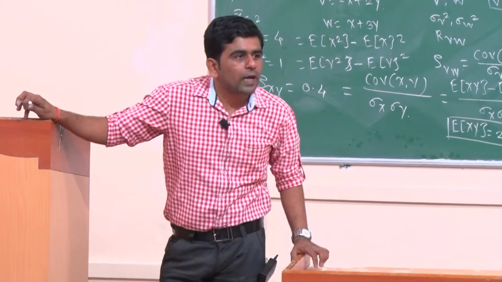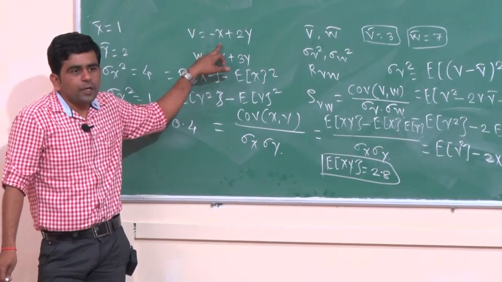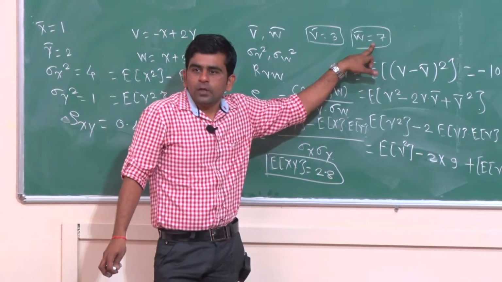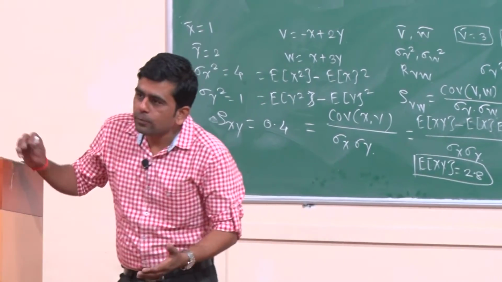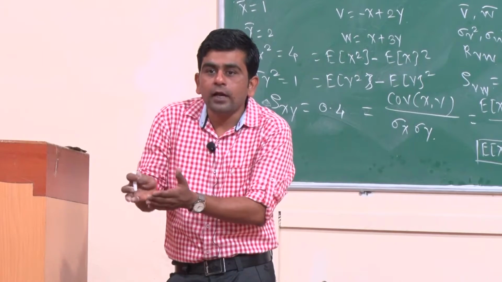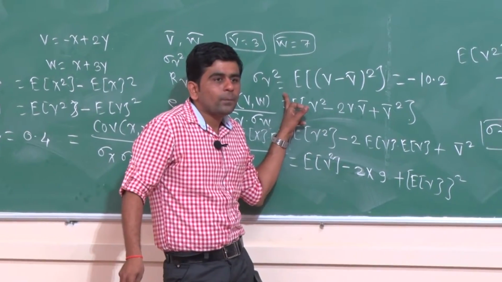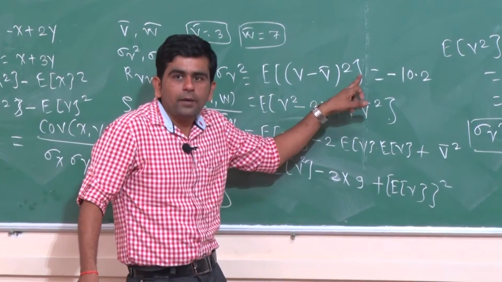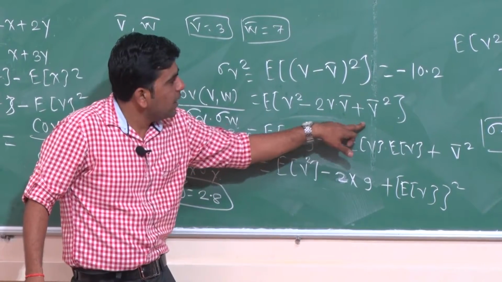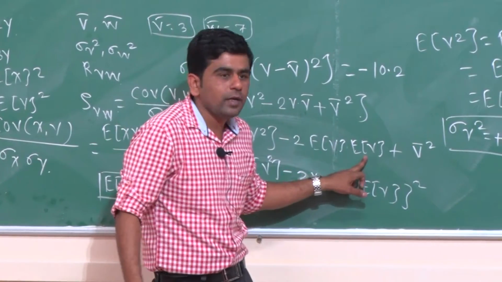These are our targets. To calculate this, first of all you have to calculate the mean values. These are simple. Expected value of v is equal to minus expected value of x plus 2 into expected value of y. We will get the mean values, that is 3 and 7. Then we have to calculate the variance for v and w. So variance is expected value of v minus v bar, squared; this is the second moment about the mean. So here sigma v square is equal to expected value of v minus v bar, squared. Just square this value: expected value of v square minus 2 into v bar into v plus v bar square. Operating the expectation, expected value of v square minus 2 into expected value of v into v bar plus v bar square.